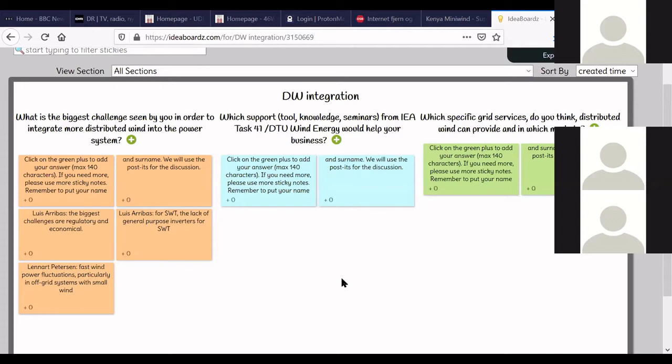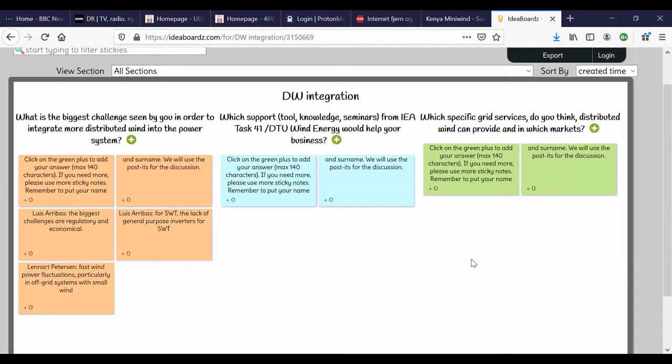But I get your point. And maybe we can later discuss in the second question how the research can help, because this is something, probably the quantification of those fluctuations or having faster ramping capabilities in some other devices, some flexibilities in other things, can help other assets, but we can discuss that later.